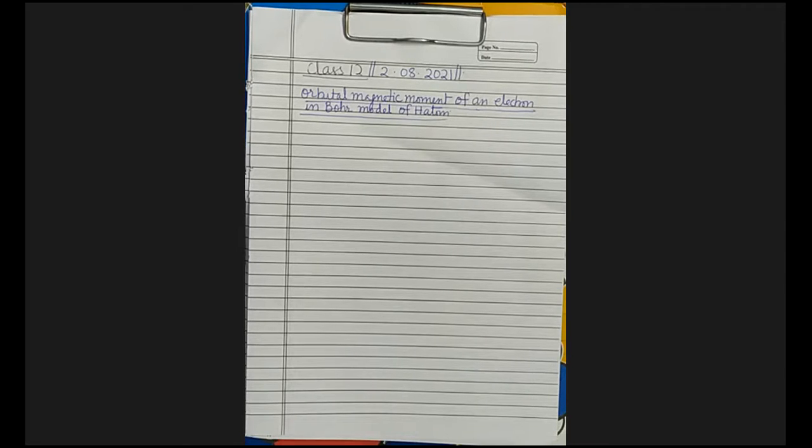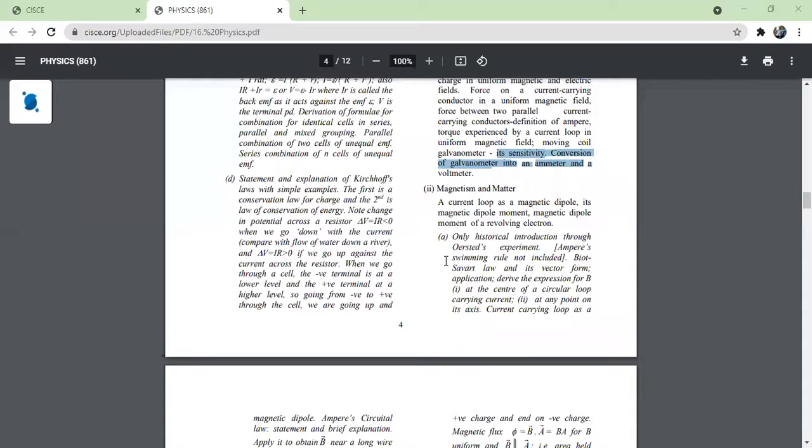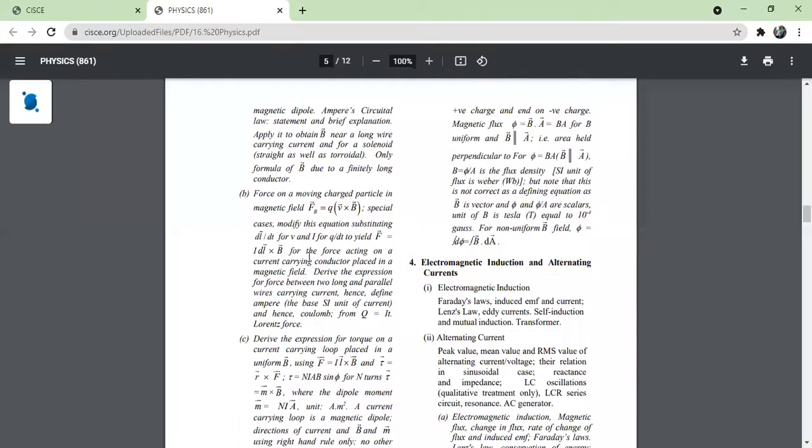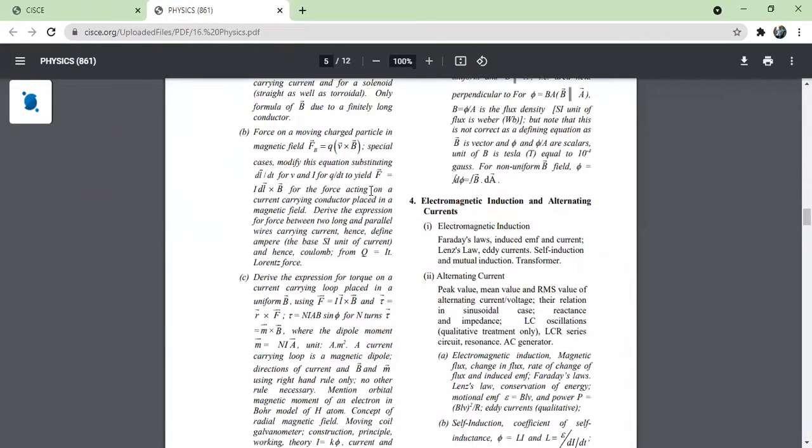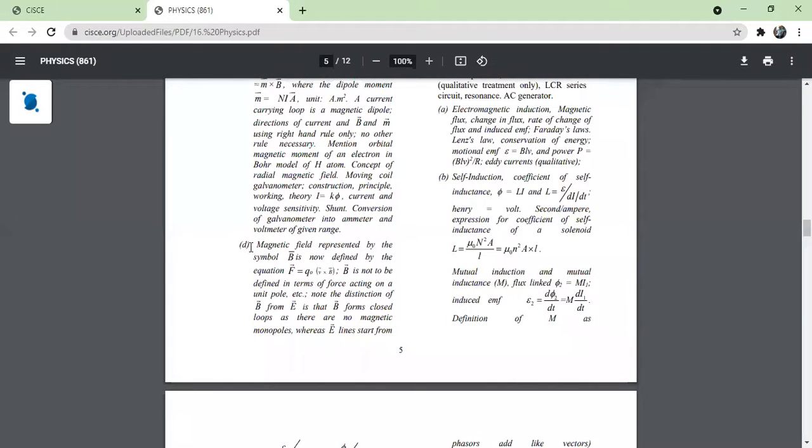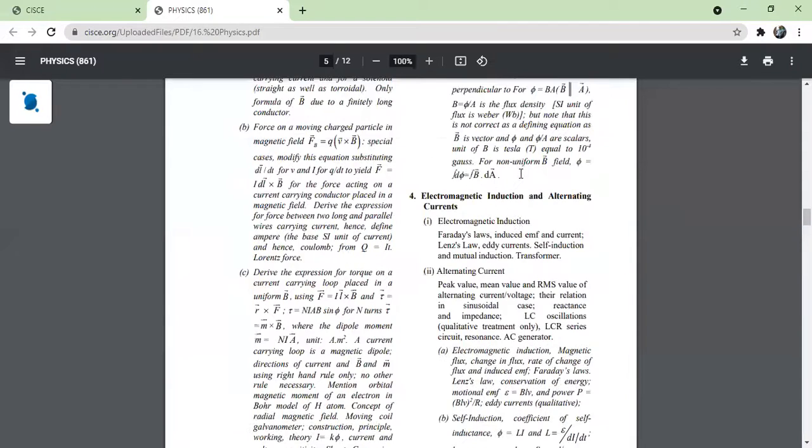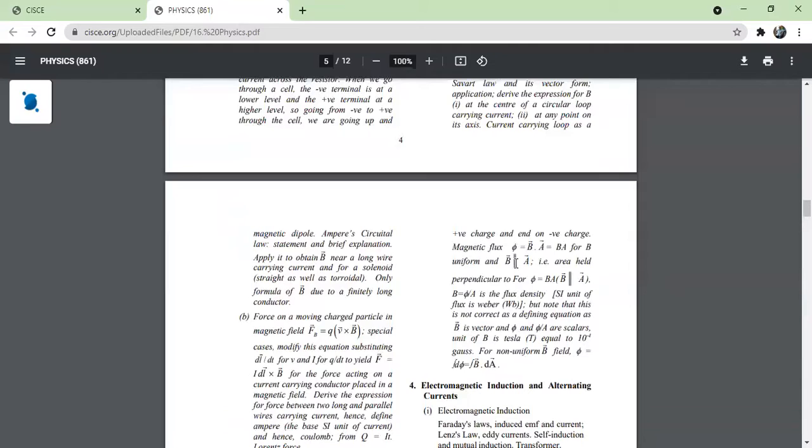Now see here. So here only magnetic flux is left in this part. Here one part is left: magnetic dipole moment of a revolving electron, this is left. It is clear. Then magnetic flux in the last part. Magnetic field represented by the symbol B, all these things. Then distinction between B and E. Here, this one is left.